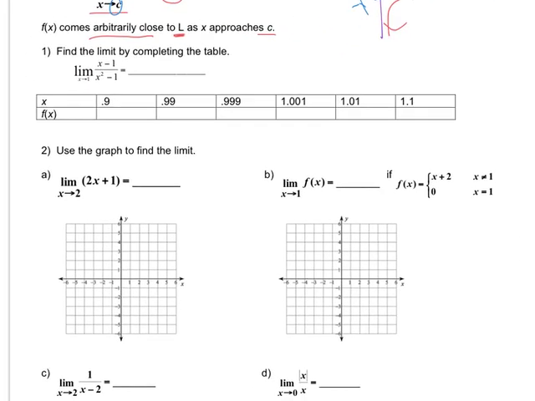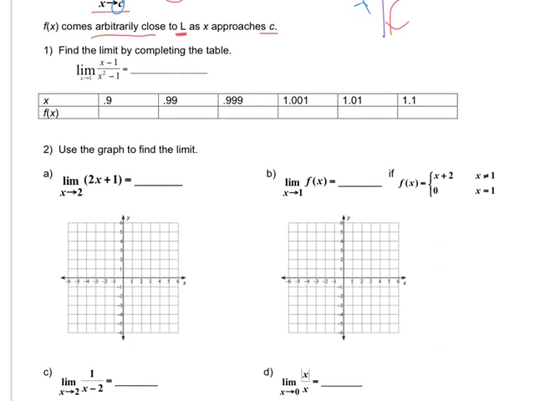So this limit right here in example 1, find the limit by completing the table. One way to find limits is by completing a table. So what I want you to do is with your calculator, type in the function x minus 1, make sure you use your parentheses in the numerator and denominator, divided by x squared minus 1. So type that into the y equals. And we're going to use the table function on your graphing calculator.